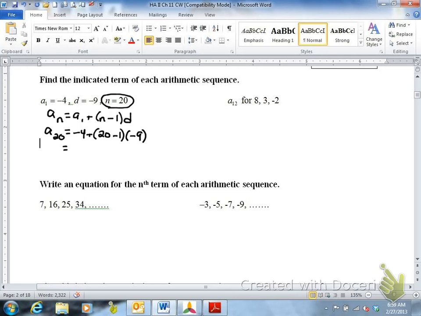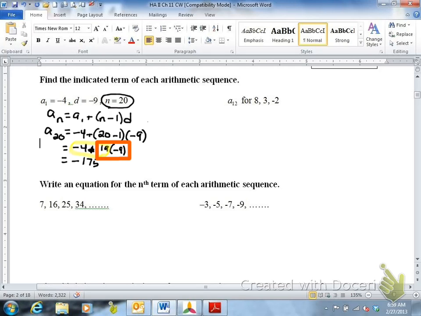So solving, we would have negative 4 plus 19 times negative 9. A little hard to write on the iPad. Simplifying that, we get negative 175. Be really careful with order of operations. Sometimes students want to take these two, negative 4 plus 19, and then multiply by negative 9. But order of operations, you need to multiply these two terms first, and then add negative 4.